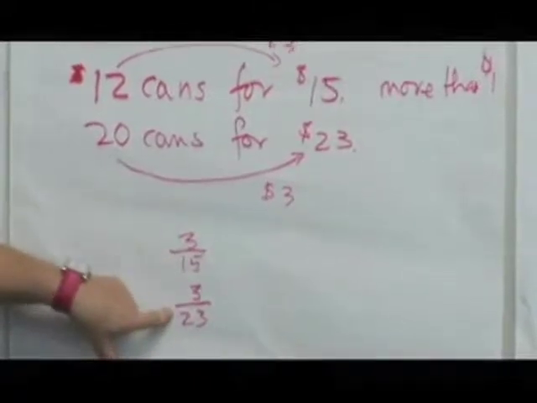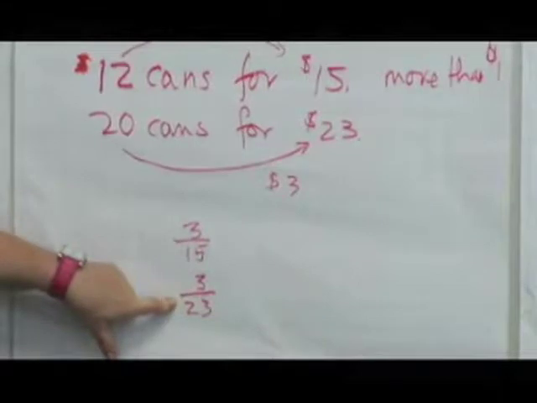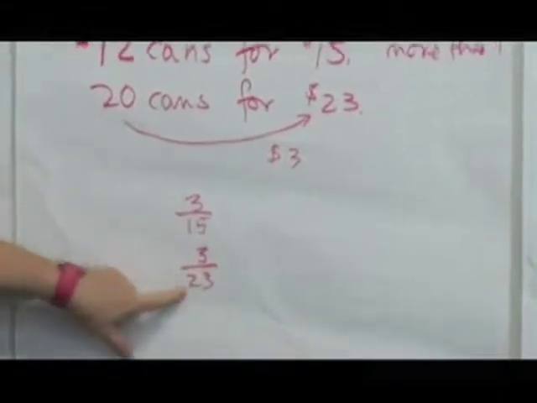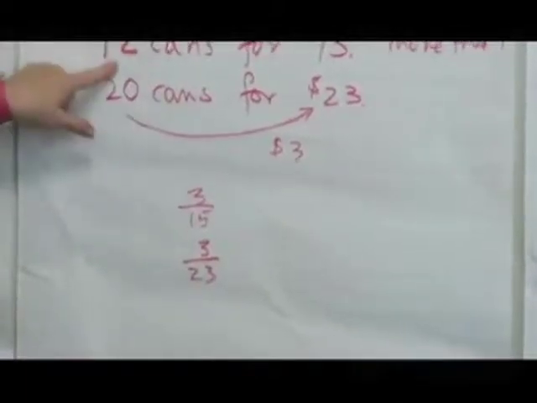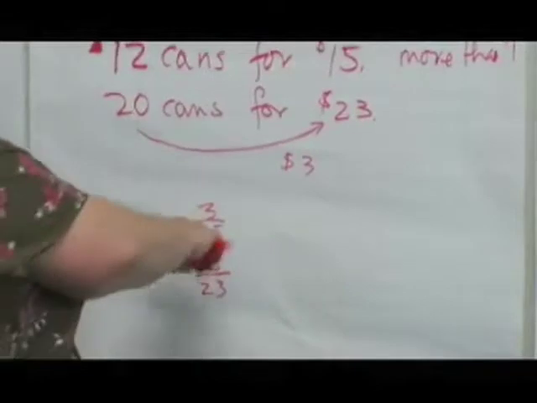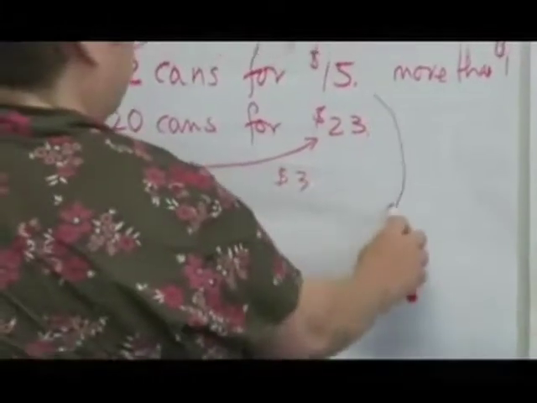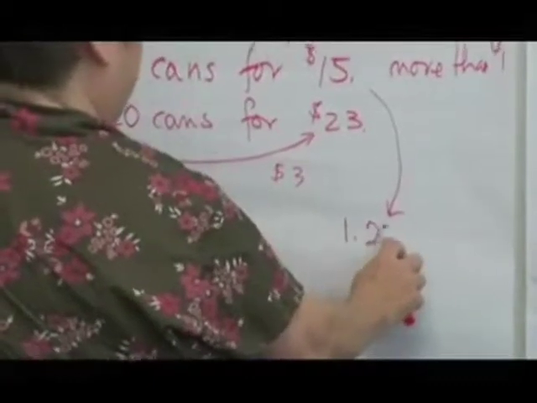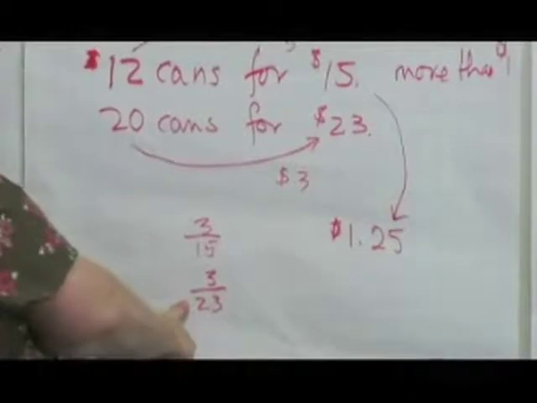No, this would be cheaper because I have to spread that $3 difference over the cost of 23 cans, and that $3 difference only over the cost of 12 cans. So that's when I thought, okay, so that's going to be a quarter. So that must mean that these guys cost $1.25, and that's when I had trouble with this one.